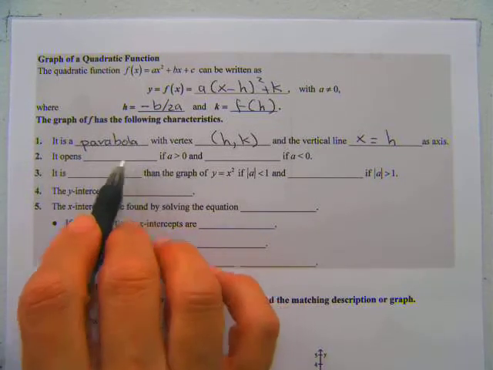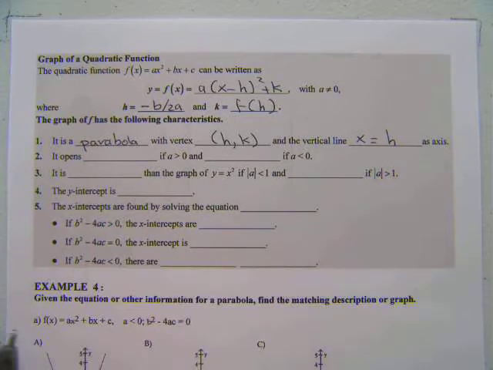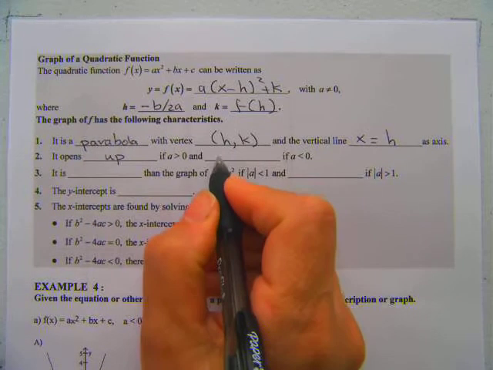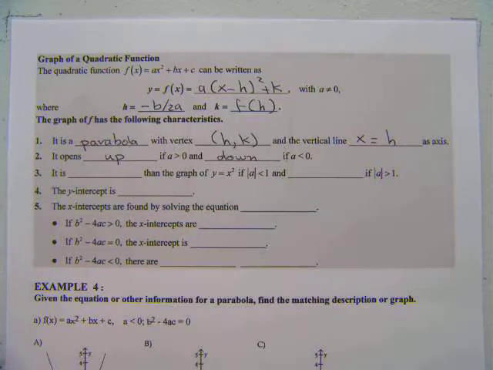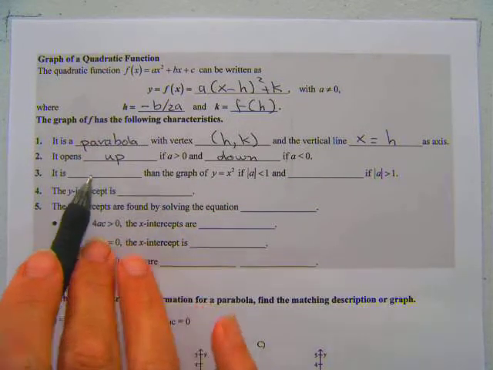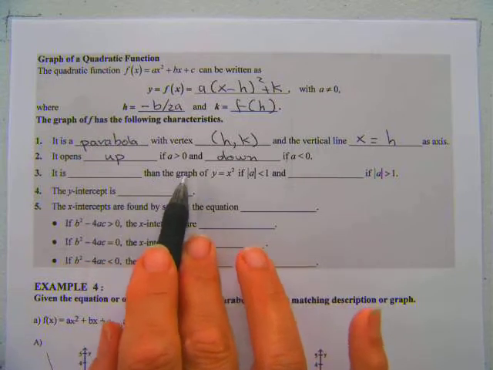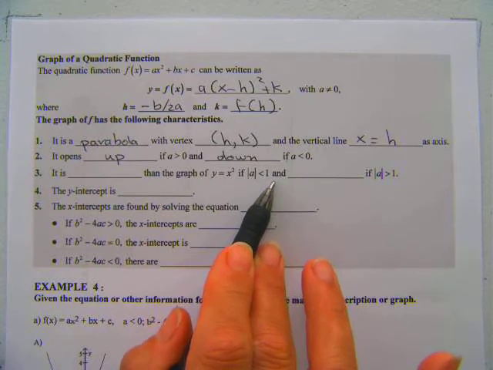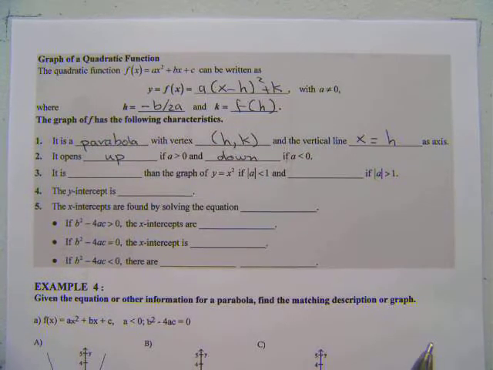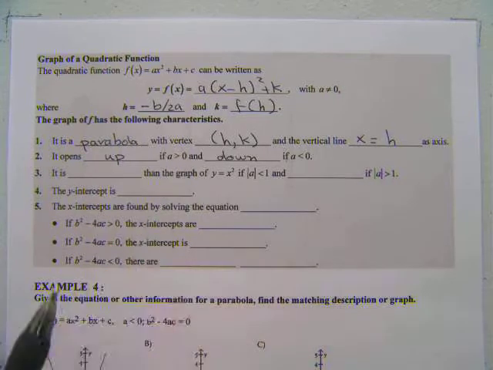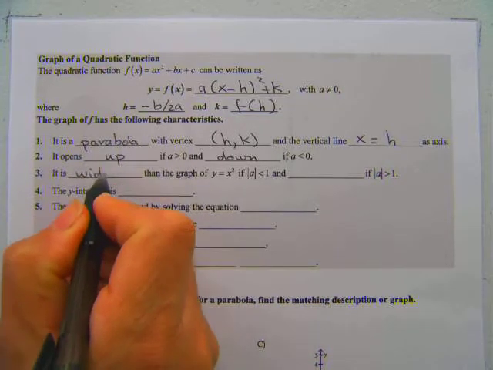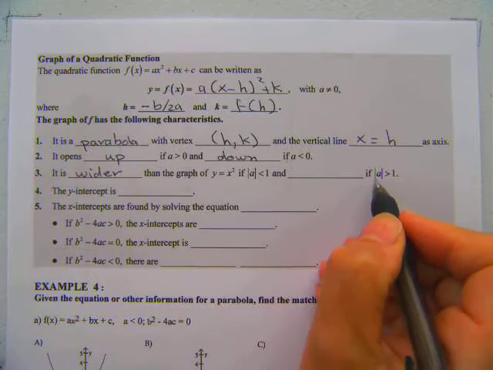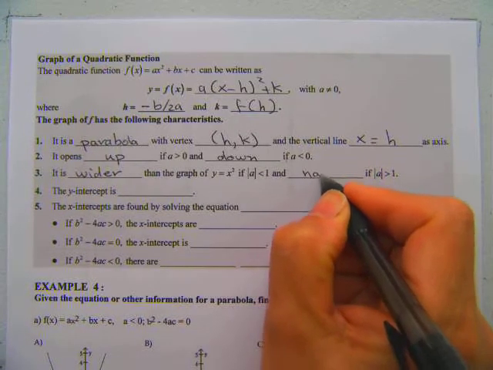It opens, let's see, what are we going to write here, when a is greater than 0, that means it opens up. And of course if a is less than 0, that means it opens down. Compared to the graph of y equals x squared, if the absolute value of a is less than 1, that means the coefficient is a fraction. Remember from graphing techniques, that was the shrinking, and when a parabola shrinks, it becomes wider. And if the absolute value of a is greater than 1, it's going to be a narrower parabola.